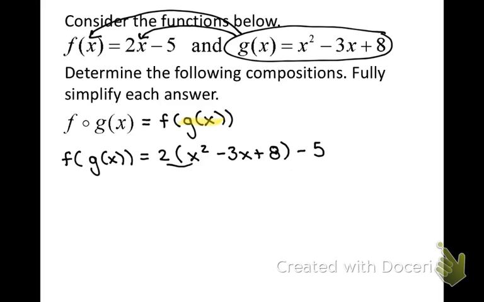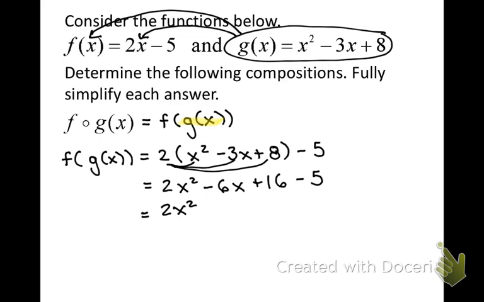So I'm going to distribute my 2. And we're going to get 2x squared minus 6x plus 16. And then my minus 5 is just coming along for the free ride. And now the last thing that can be simplified here is that 16 minus 5. So we'll combine those like terms to get 2x squared minus 6x plus 11. And that right there is actually my final answer.